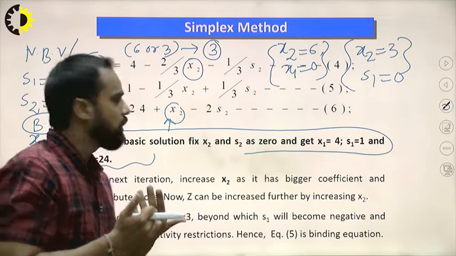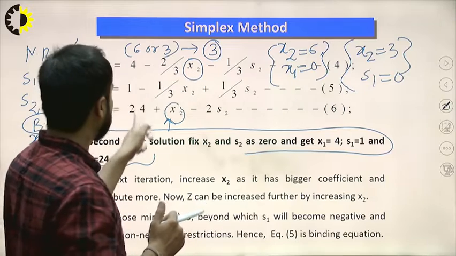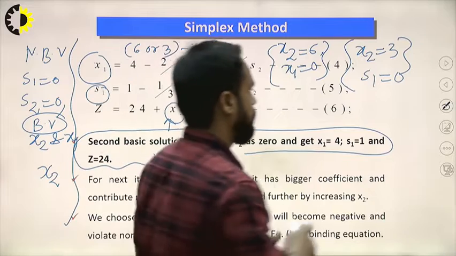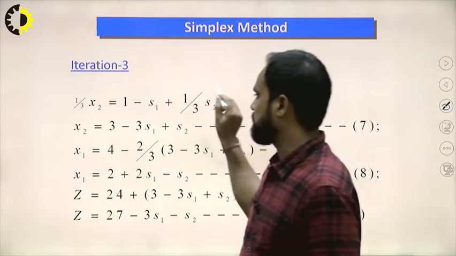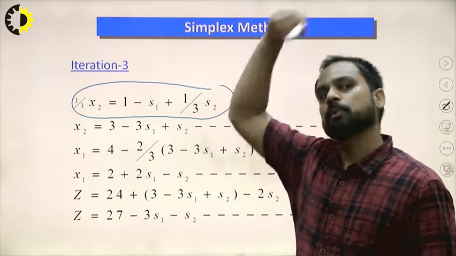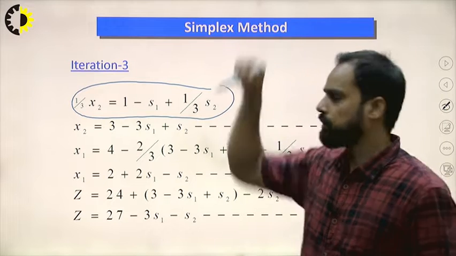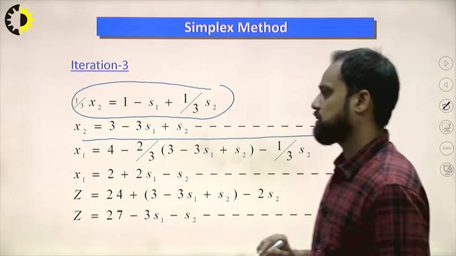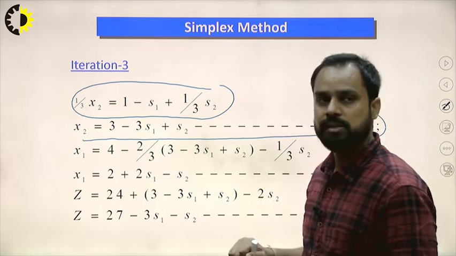Then whatever the value of X2, we have to put in this equation as well as in this equation, just like the previous iteration. So we have taken this X2 value from the previous one. So this equation becomes X2, that is equation number 7.